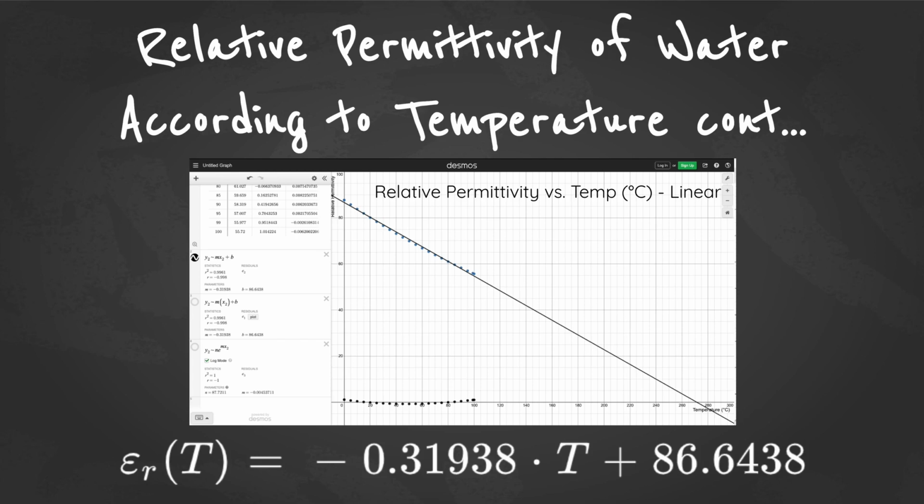And you can see it is represented by the function epsilon r at T is equal to negative 0.31938 times T, which is temperature, plus 86.6438. However, it brings up the question, can we improve our approximation of these points to get an even stronger analysis?